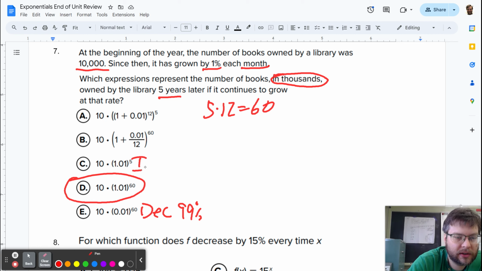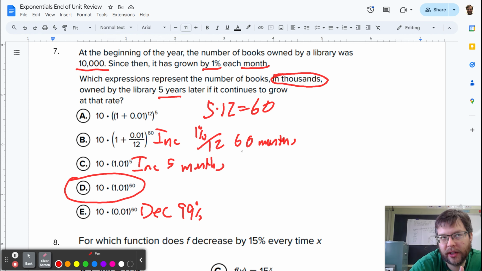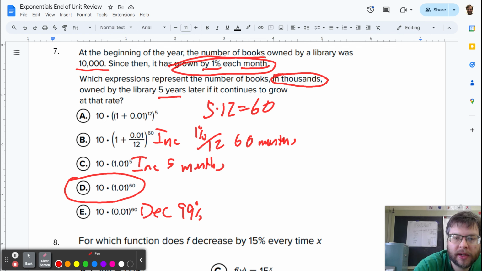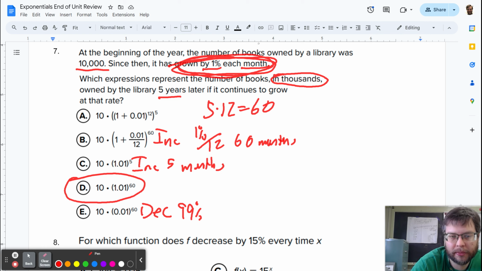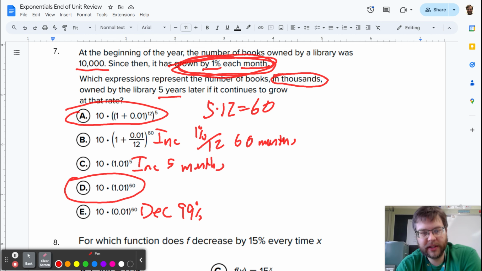This one is increasing for 5 months. This one right here is increasing by 1% over 12 for 60 months. So, like that one, they tried to trick you because they put the over 12 because you're thinking, oh, monthly means I need to divide by 12. But the 1% that they gave you in the problem is the monthly change. It's not the yearly change. So, you don't need to divide it by 12 because it's already the monthly change. And part A is also correct because they just break it down 12 months in a year and then 5 years of that change.